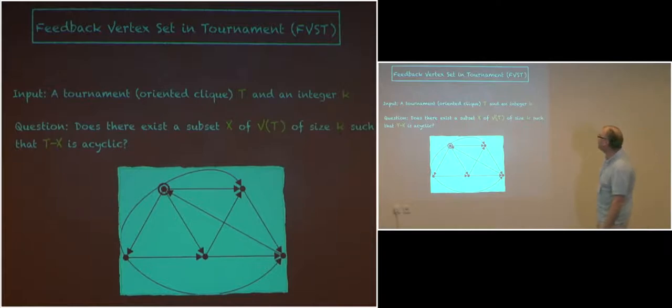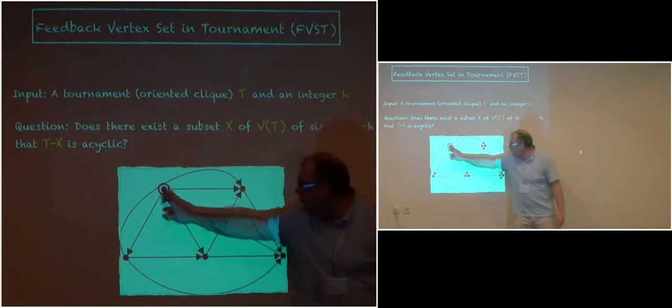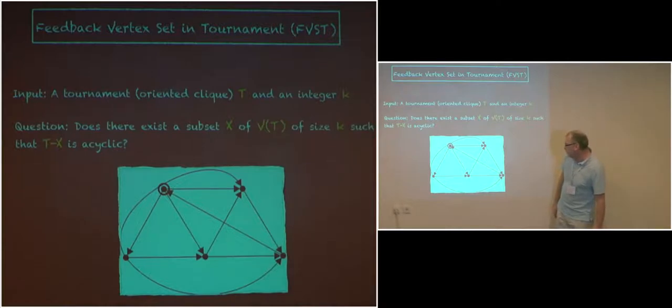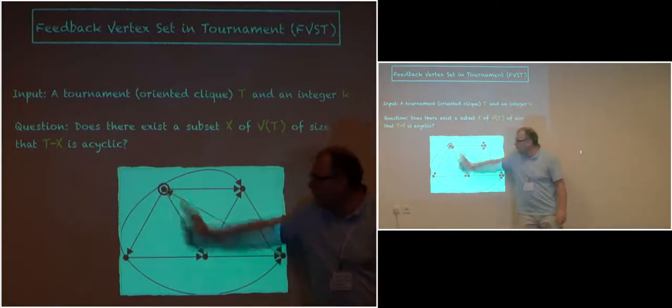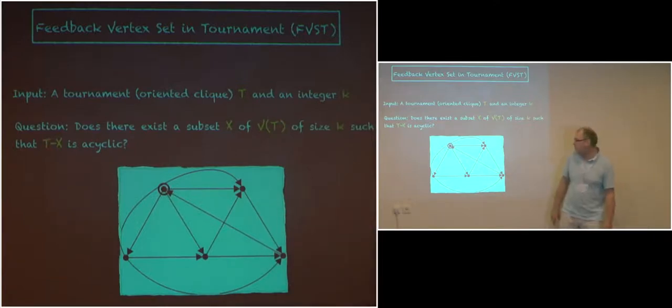So I have a tournament and an integer k, and I'm looking for a feedback vertex set in this tournament. What is a feedback vertex set? It is a set of vertices X such that when I remove it, the tournament becomes acyclic. In other words, I'm looking for a set of vertices of size at most k which hits every directed cycle in the tournament. Here is an example of a tournament, and here is an example of a feedback vertex set of size 1, because if I remove this vertex, there will be no directed cycles in this tournament.